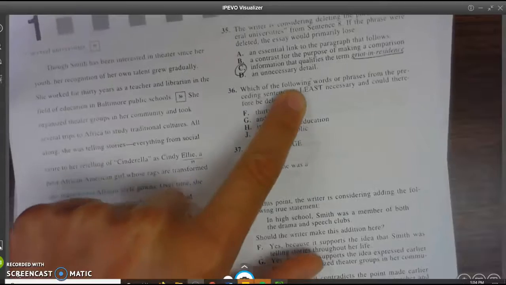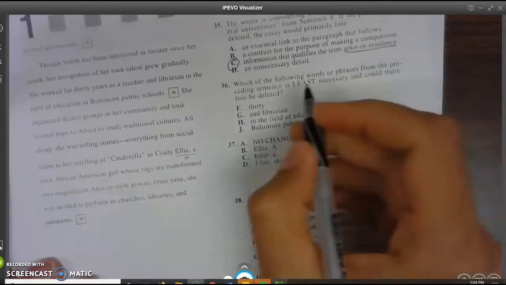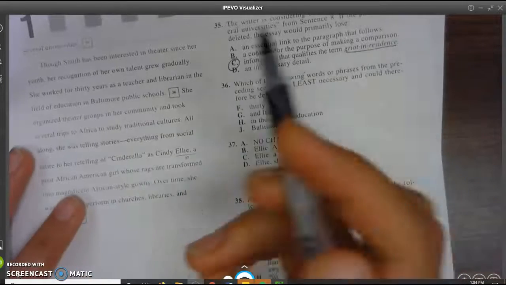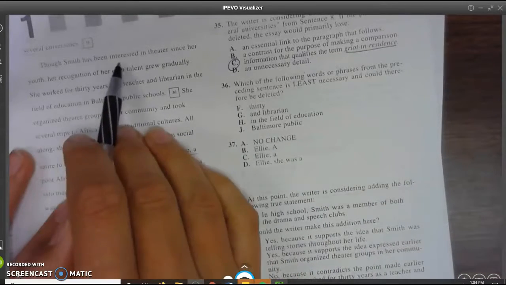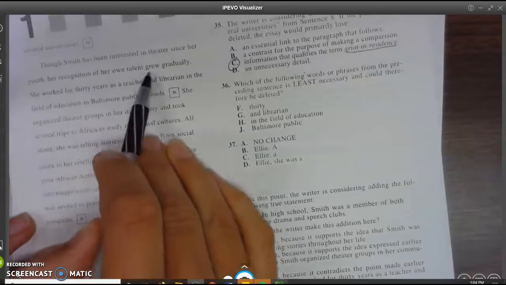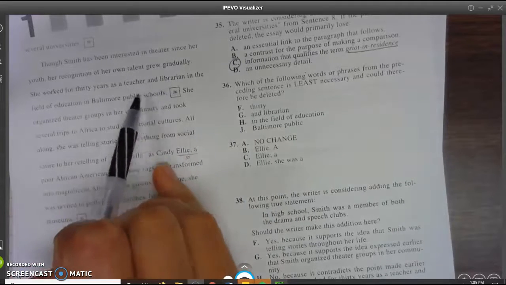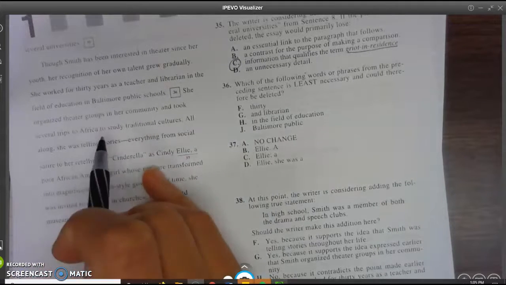36. Which of the following words or phrases from the preceding sentence is least necessary and could therefore be deleted? So let's read the sentence. Though Smith has been interested in theater since her youth, her recognition of her own talent grew gradually. She worked for 30 years as a teacher and librarian in the field of education in Baltimore public schools.